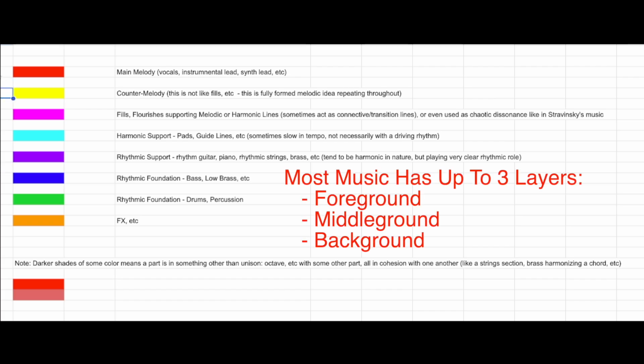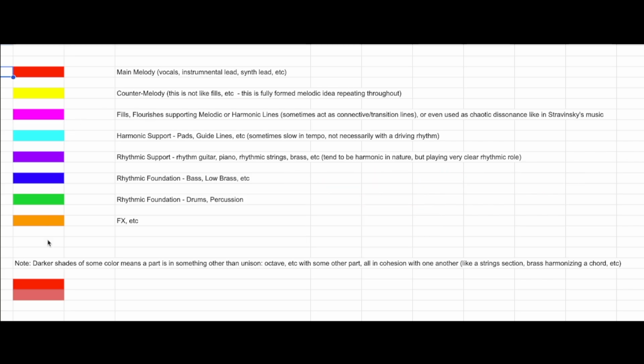So you tend to have a foreground, which could be the main melody. You tend to have a background, which is your bass, drums, other rhythm and harmonic support. And then you could have a middle ground layer, which could be your countermelody, or fills and flourishes if they're really prominent in the music. Anyway, my first video gets into great detail on how to think about layers, identify them, and define them. So this is just a quick overview of what I talked about in terms of this color coding in that first video.